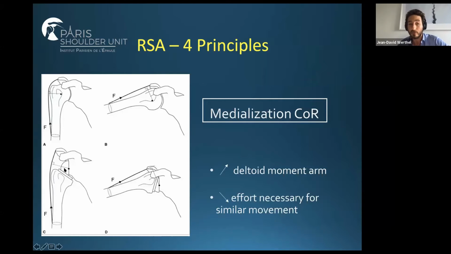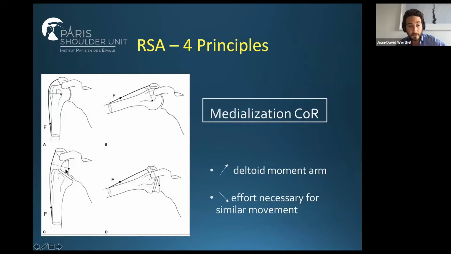And what is the consequence of that? Because medializing the center of rotation is nice, but we don't really care. What we care about is that it's going to increase the moment arm. Just as we saw before with the bolt and the wrench, you can see that this distance here is the moment arm, because it's the distance between the line of action of the deltoid and the center of rotation. So it's the moment arm of the deltoid.